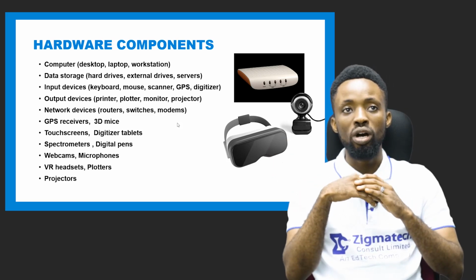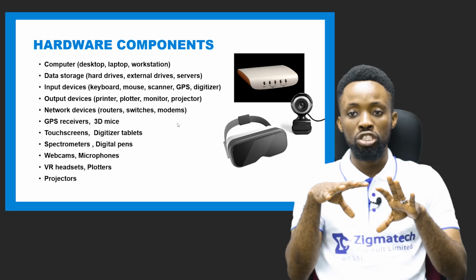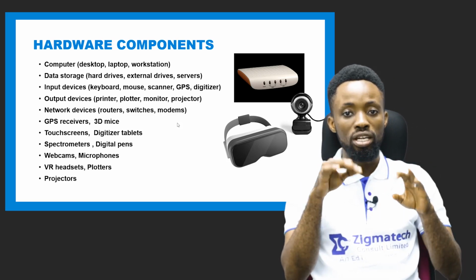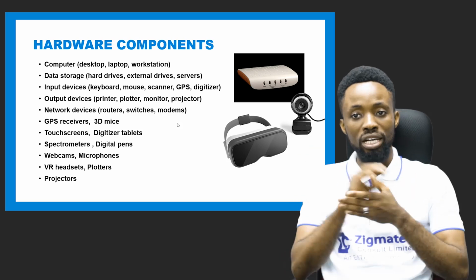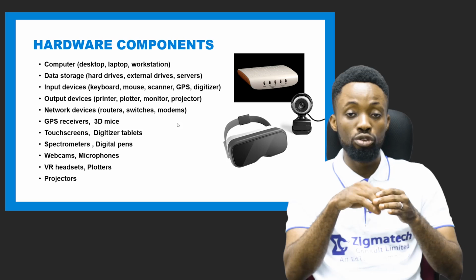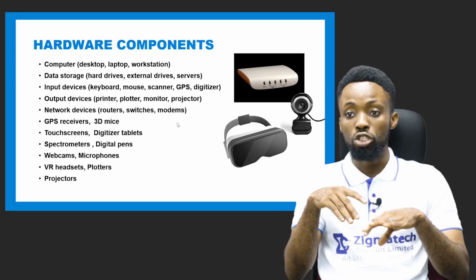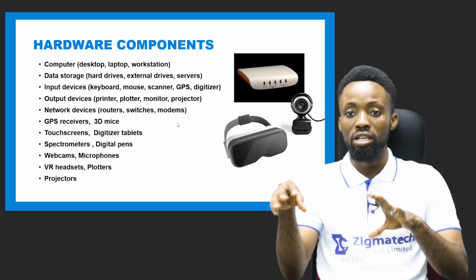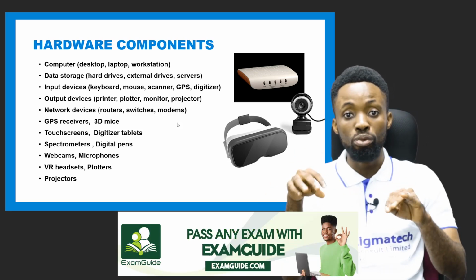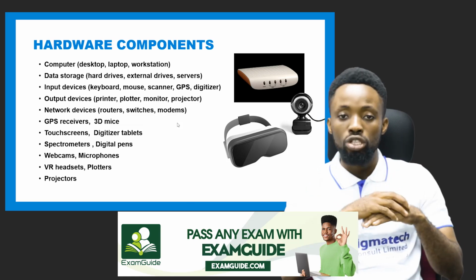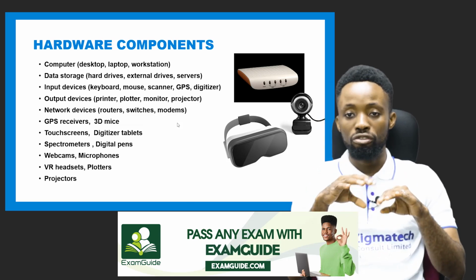Then we also have data storage. It can be internal or external. So data storage can be in the form of a hard drive, or an external drive you purchase from a computer shop, or it can be found in the cloud in the form of a server. So that's also a component of GIS, because it helps to store geographic data and information.